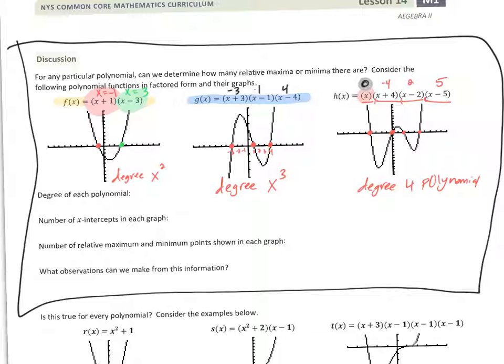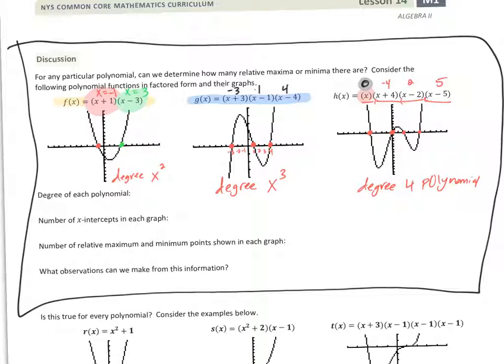And we know that because there are 4 x's, there are 4 potential roots. The most this function is going to have is 4. So in each of these graphs, we have exactly the same number as the degree. So if I'm looking at the number of roots, a degree 2 has 2 roots. A degree 3 has 3 roots. A degree 4 has up to 4 roots.